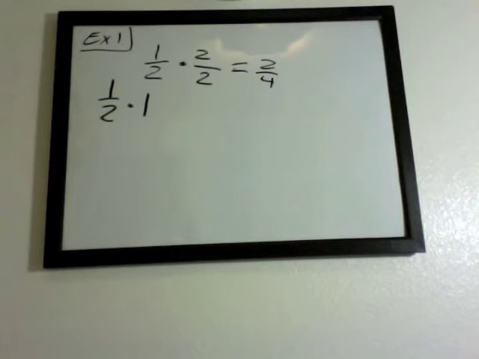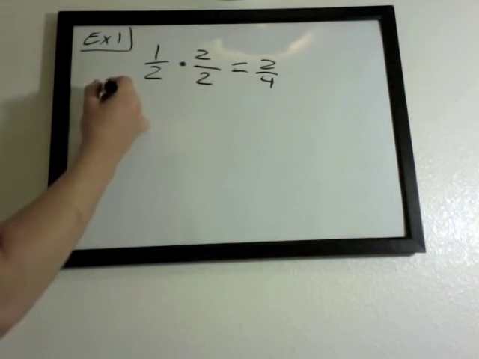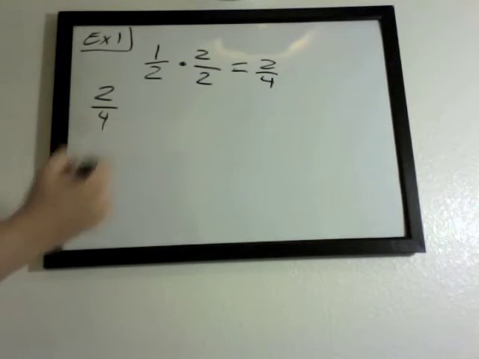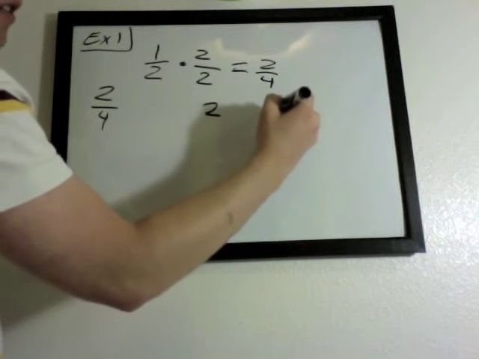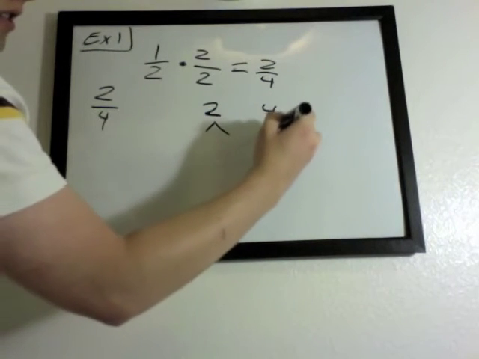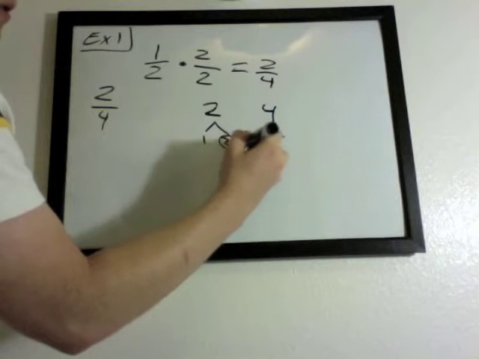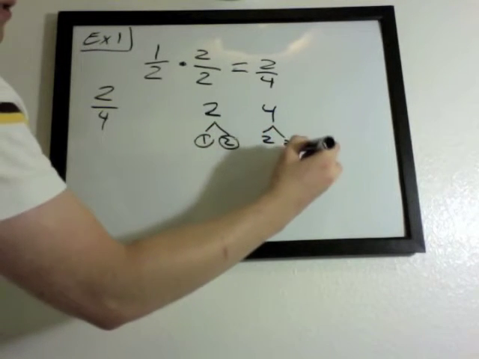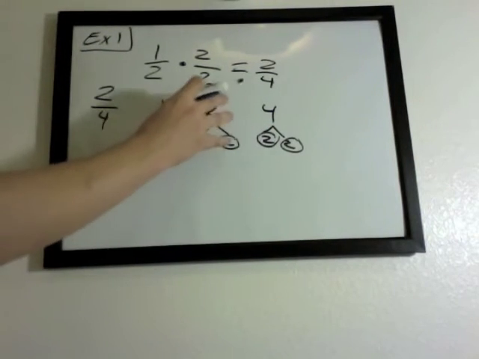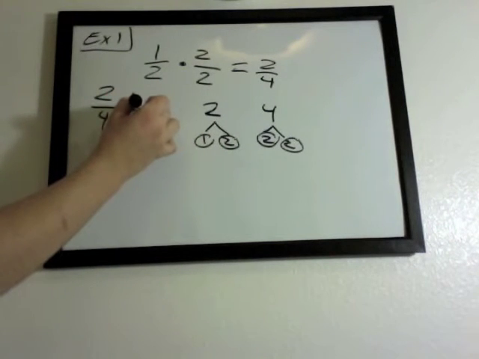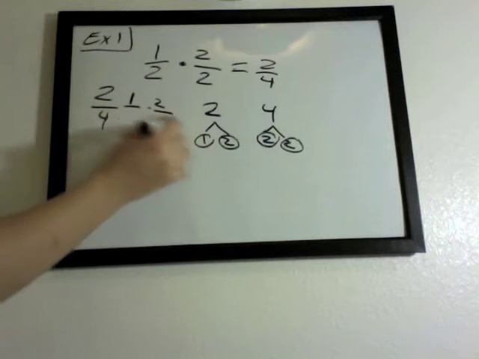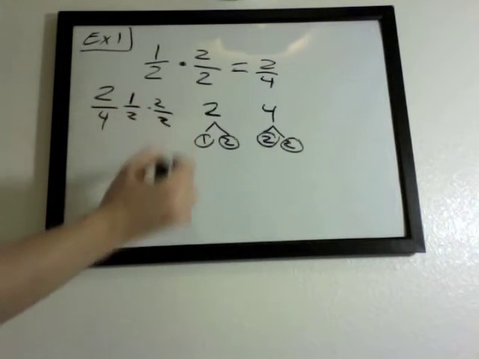Okay? Now we're going to do the same thing, but in the reverse. If we have 2 over 4, let's break this up. 2 and 4. Remember those factoring trees? This is 1 and 2. 2 and 2. Now we're going to take these numbers. This is the top number, so we'll put these numbers on top. 1 times 2 over 2, 2.